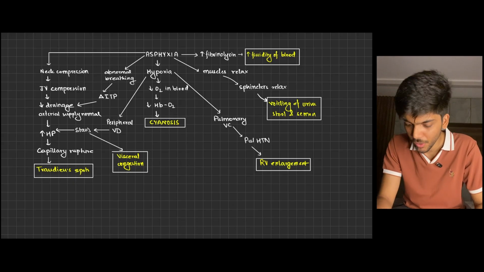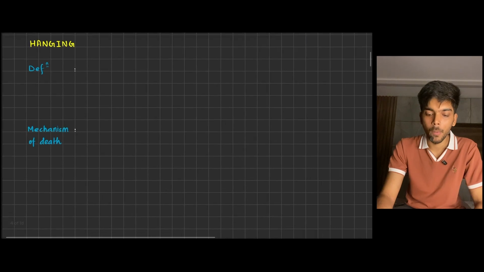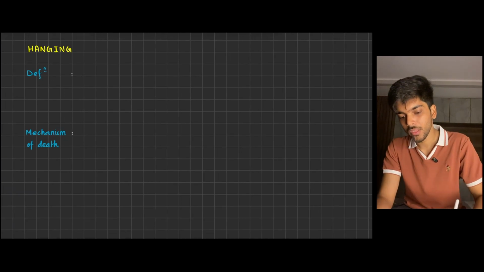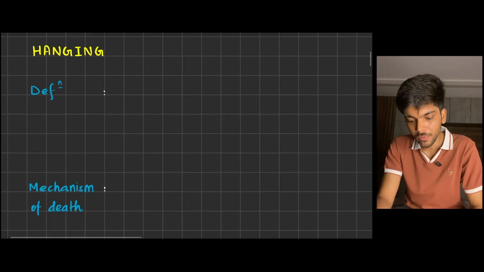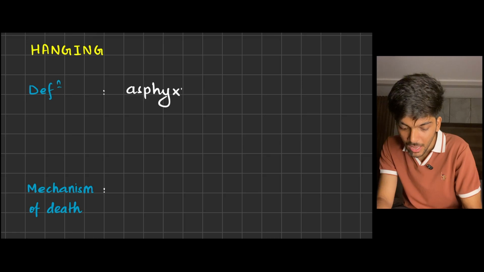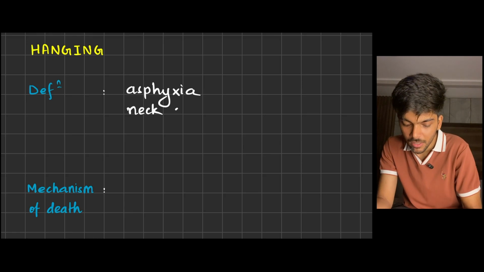Are we good? Okay, now we are good, right? I hope I have done justice to the topic now. So now we can finally move on to hanging. All right. What is hanging? Definition. Hanging is mechanical asphyxia due to neck compression.